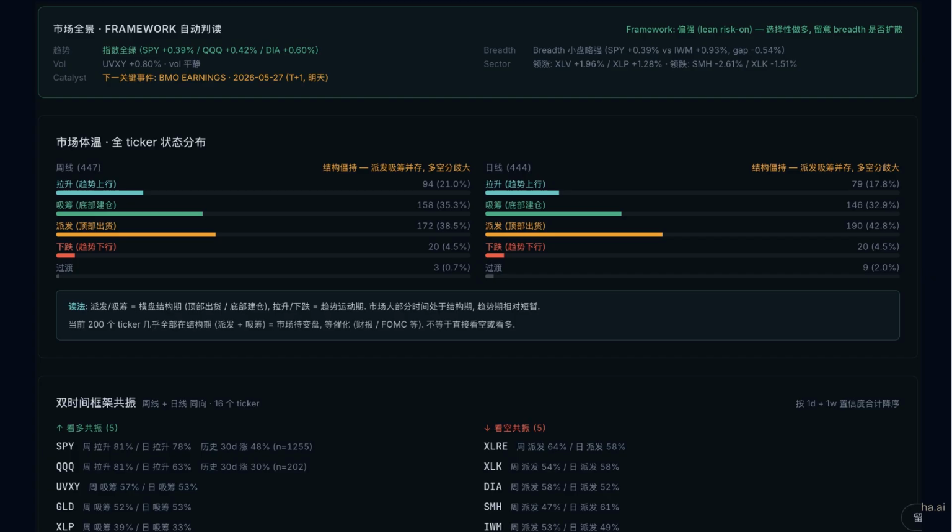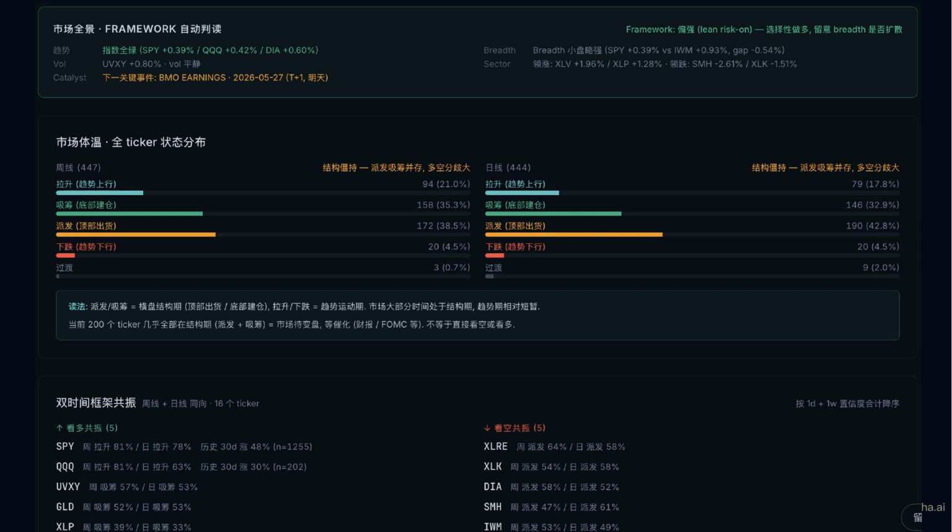This section is the market overview. The system looks across hundreds of stocks and classifies the current structure of each name. Weekly structure is on one side, daily structure on the other. At a glance, I can see whether the market is broadly bullish or bearish, how many names are moving up, and how many are still grinding near the bottom.